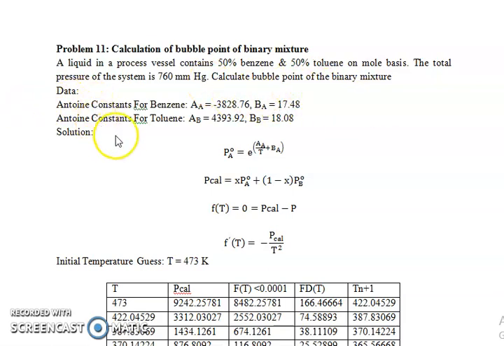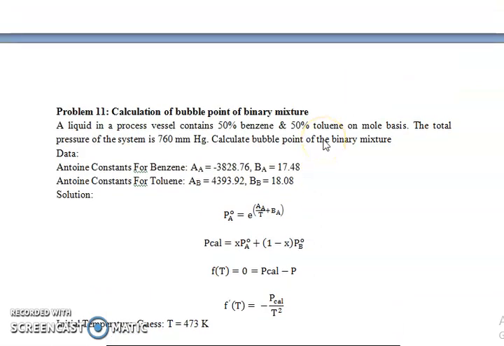So the given data is the Antoine constants for benzene, which they have considered as component A, and toluene as B. For the A and B components, they have given the values of A, B and C. Now we need to calculate the bubble point. For the bubble point calculation, we need to calculate the temperature for that particular mixture.